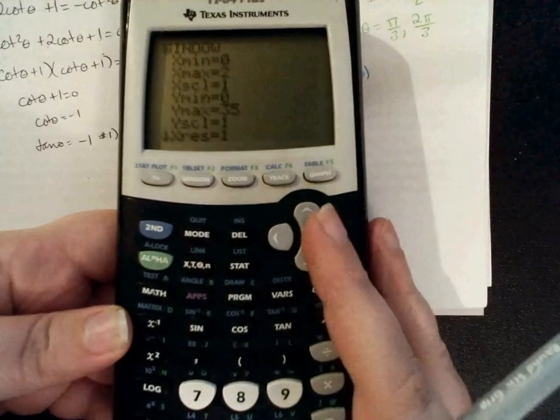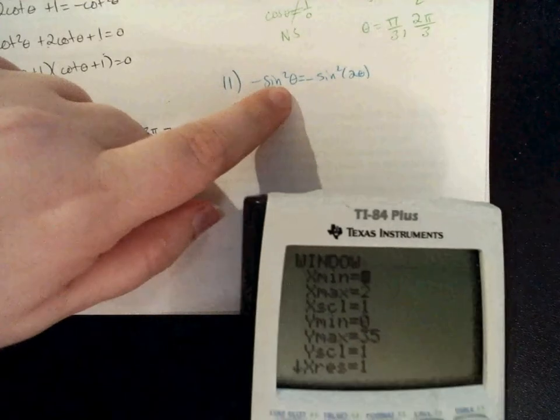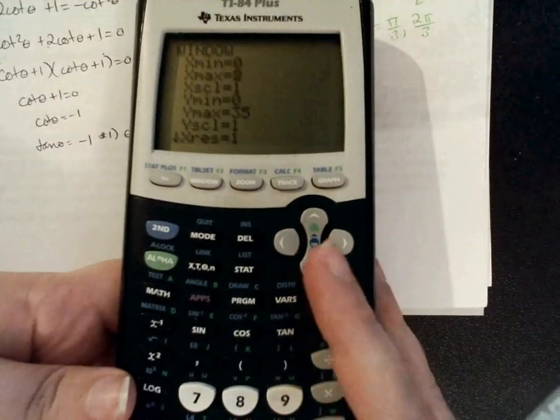Alright, so what I'm going to do is I'm going to go to the window. I want to solve for all the angles, so theta is going to be my x, right? I want to solve for all the angles between 0 and 360.